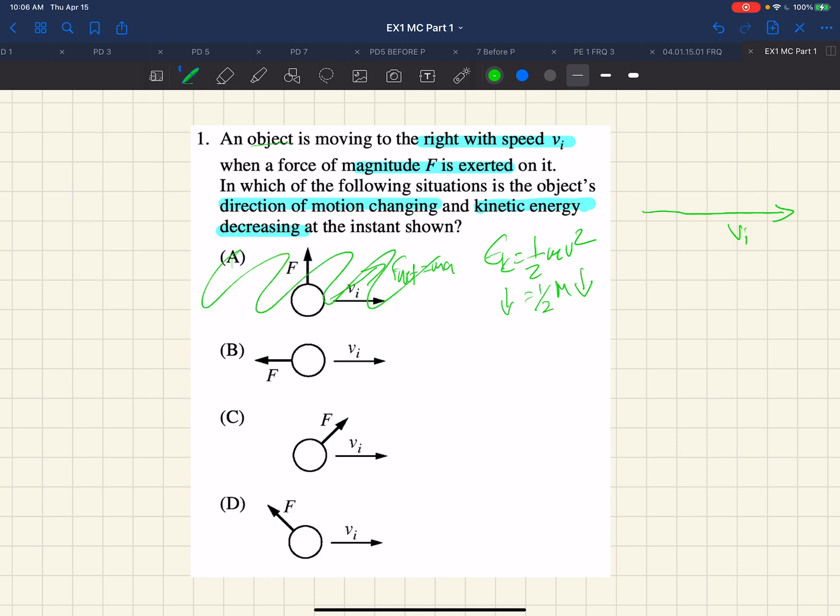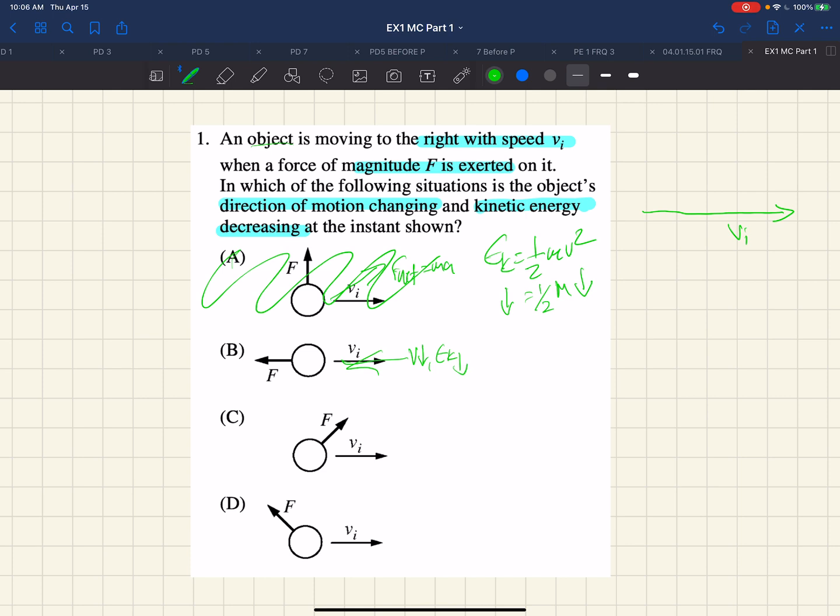So this is the opposite answer, it turns out. In choice B, what we can see is the force is opposing the velocity. So clearly, if there is a force acting in this direction, it will cause it to slow down. So V will decrease and kinetic energy will decrease. So this could be a possibility.